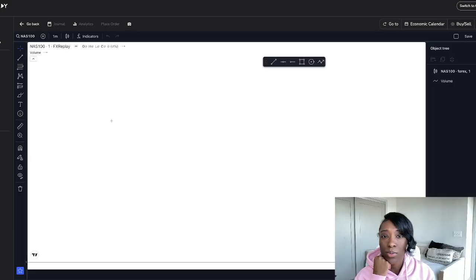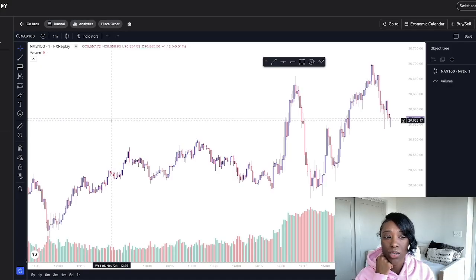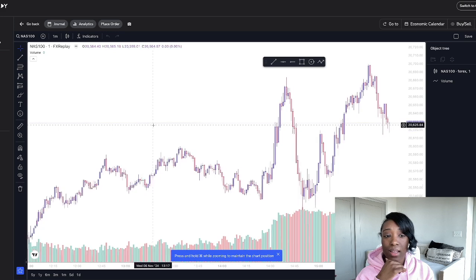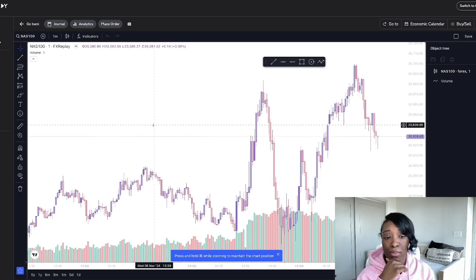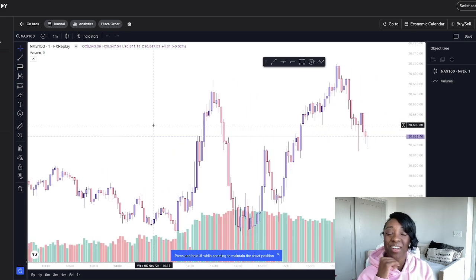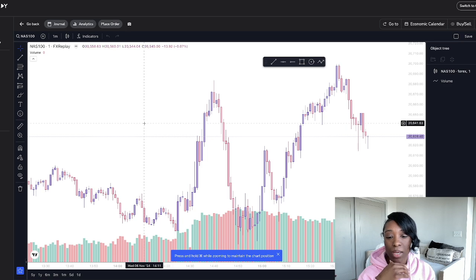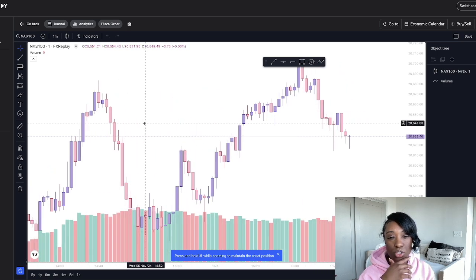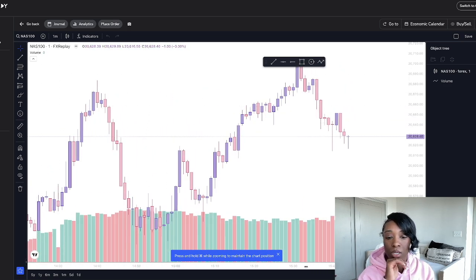So on FXReplay, it literally simulates real trading. Like you can press buy or sell, you can do limit orders, it has a trading journal on there. And honestly, I like this a lot better than demo trading, because it really helps you see, for those of you who are impatient like me, if your strategy works or not.